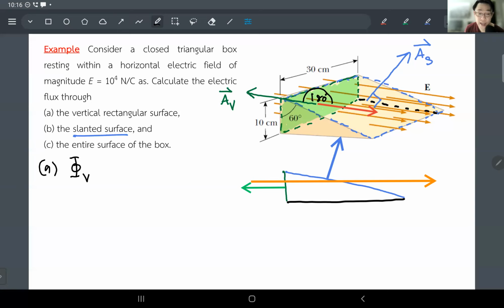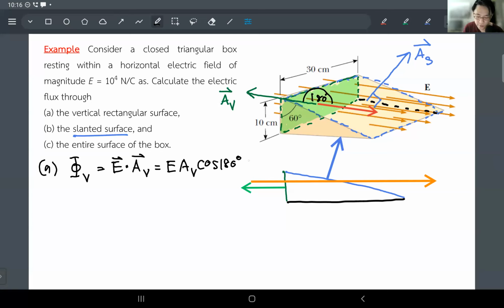So let me put the subscript V in there. It's just going to be E dot A vertical vector. And that is going to be the size of E times the size of A vertical, and then times the cosine of 180 degrees. Now you guys know it's going to be negative. Why? Because negative flux means the electric field is trying to enter the enclosed volume. It's trying to get in, right? So that's why it's negative, which is good.